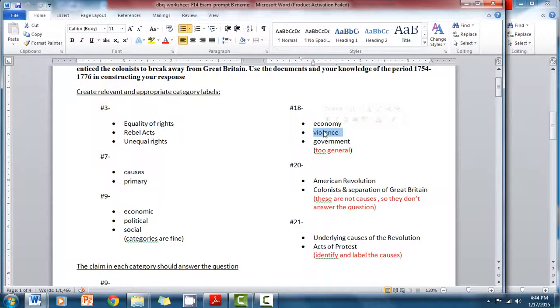What kind of violence? Or are you saying that events of violence erupted? That's fine. That could be a cause. Maybe you would just have to word it differently. But the Boston Massacre and the Boston Tea Party.